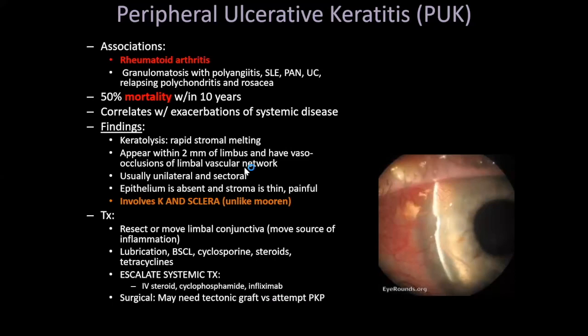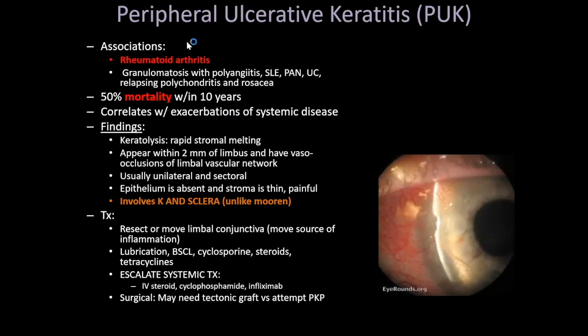Peripheral ulcerative keratitis. So class, I want you to follow with a lot of attention. Right, so PUK has associations. You have rheumatoid arthritis or an immune-mediated condition like granulomatosis with polyangiitis, SLE, PAN, ulcerative colitis, relapsing polychondritis, rosacea. All these are autoimmune diseases.